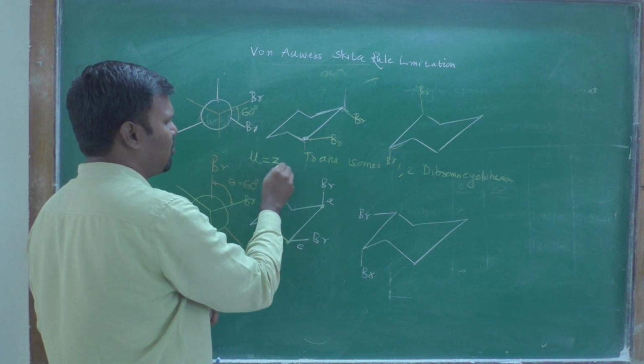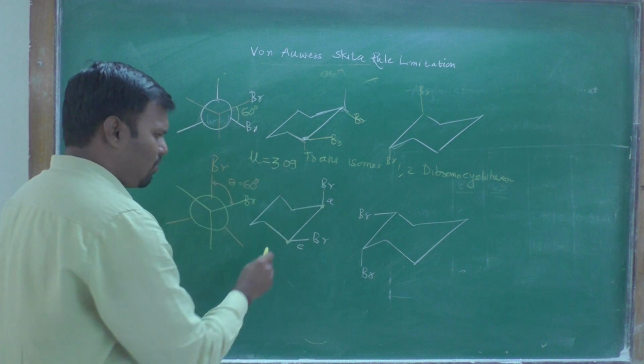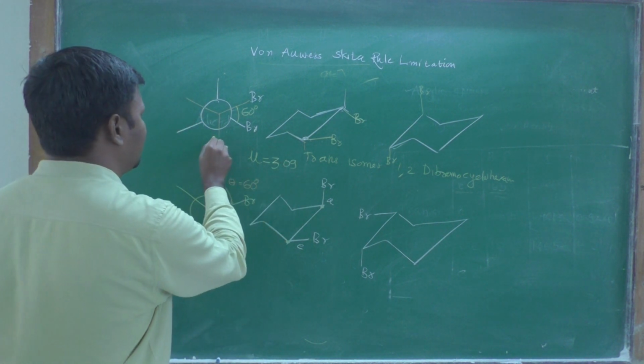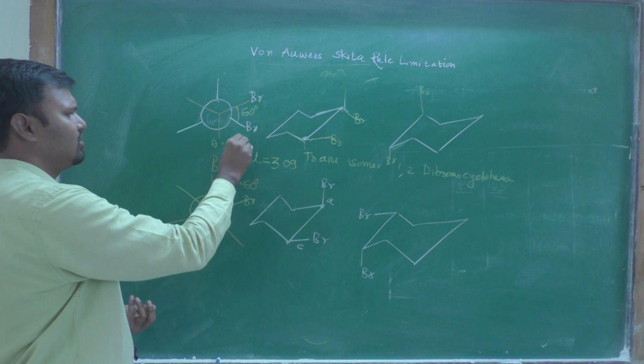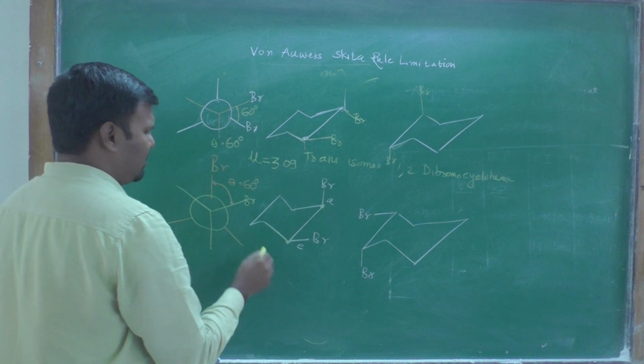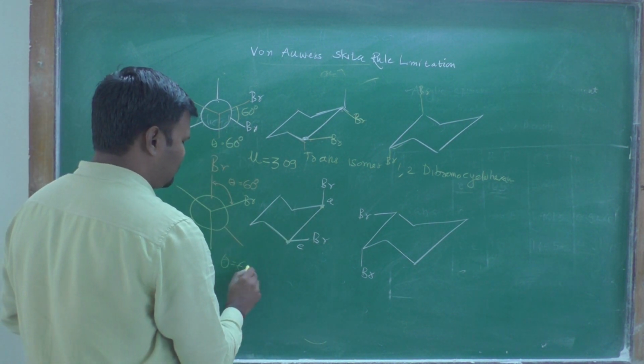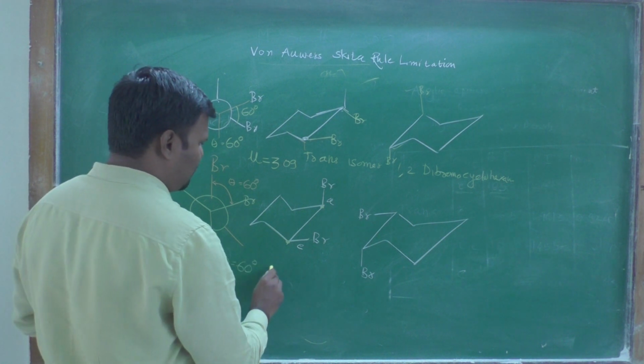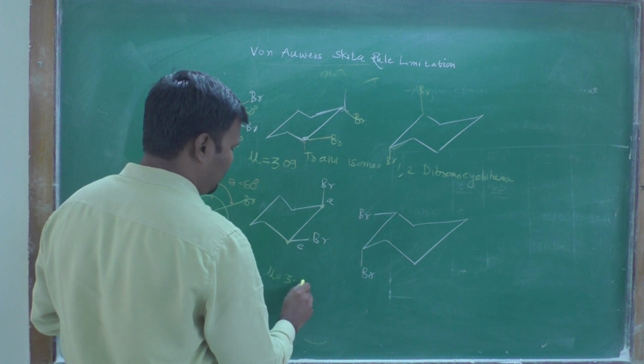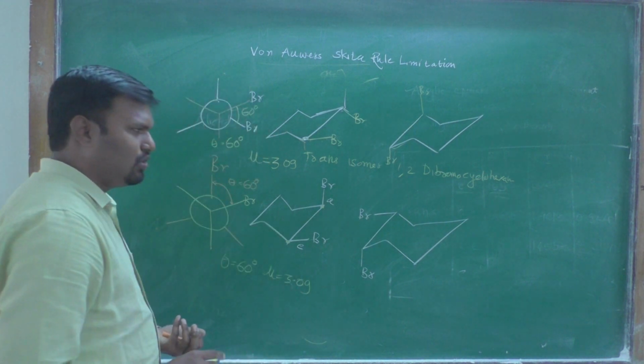Therefore its theoretical dipole moment should be 3.09. For this one also, because the dihedral angle theta is the same, 60 degrees, the dipole moment we have theoretically predicted is also 3.09.